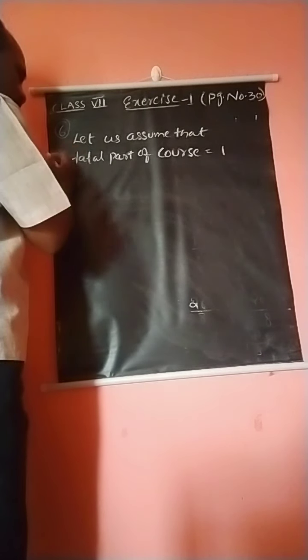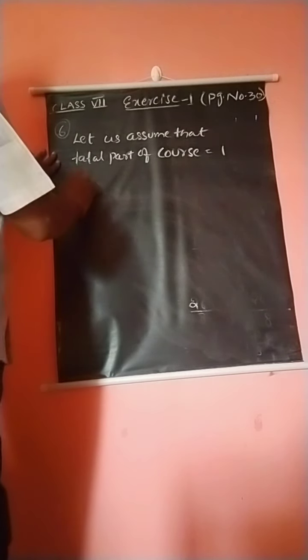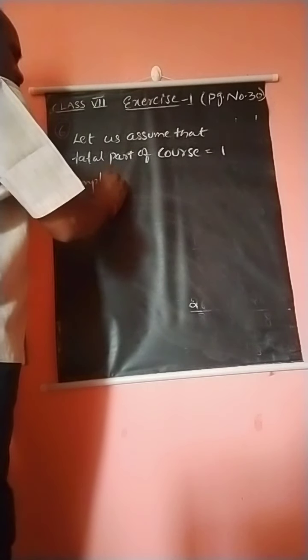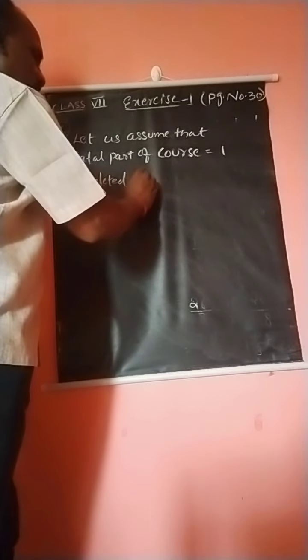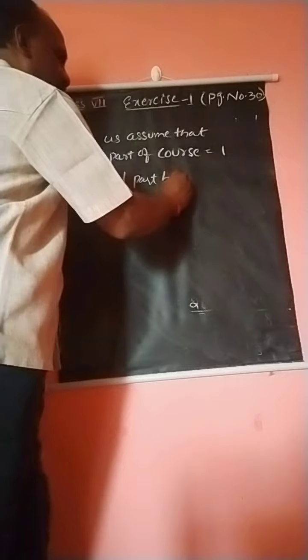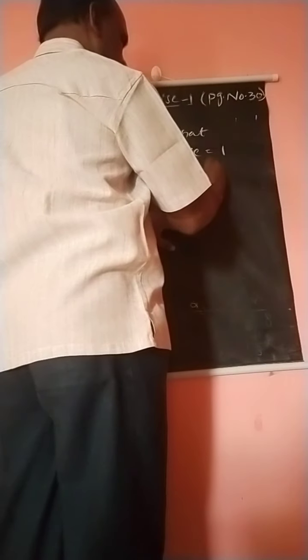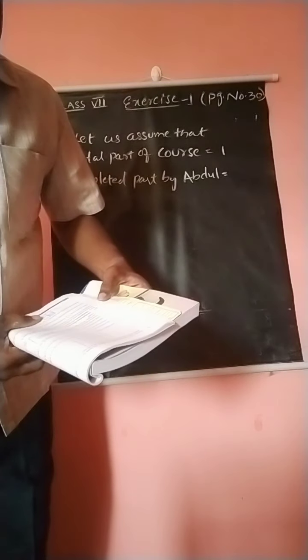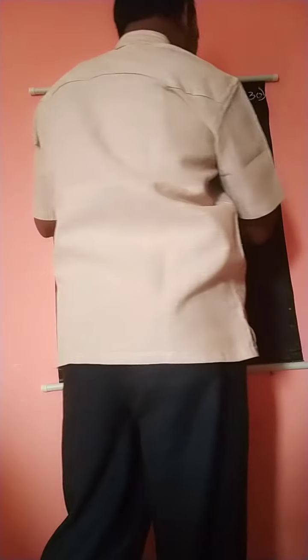Completed part by Abdul. Abdul is equal to how much? By Abdul, how much part completed? 5 by 12. 5 by 12 part.